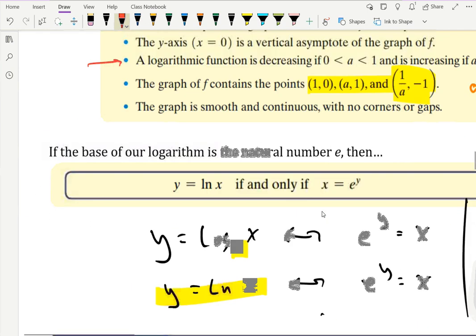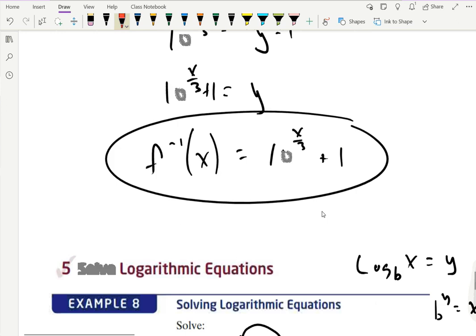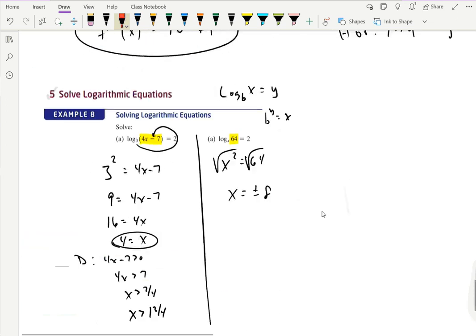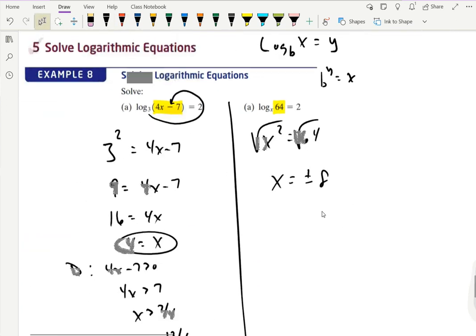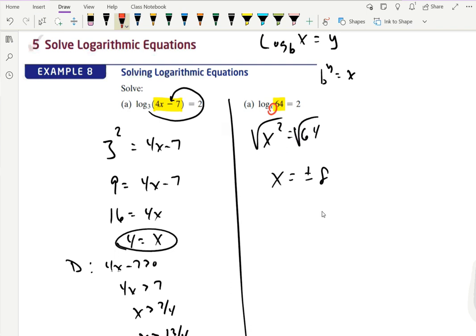So when we come back down to the bottom, a lot of stuff to scroll through here, this x has to be bigger than 0. Since x has to be bigger than 0, the negative doesn't make any sense. So we could say our base just has to be 8.